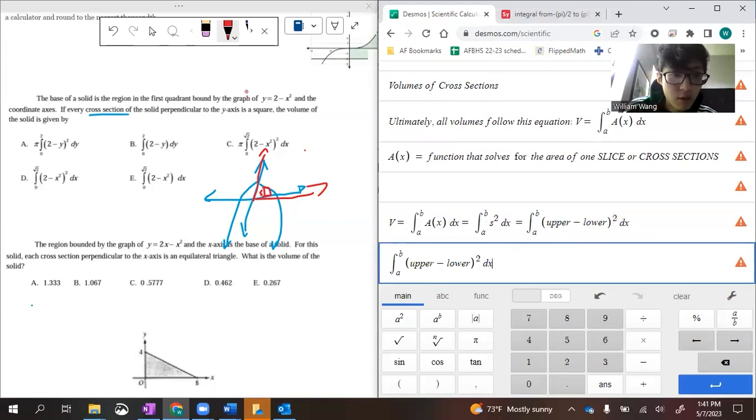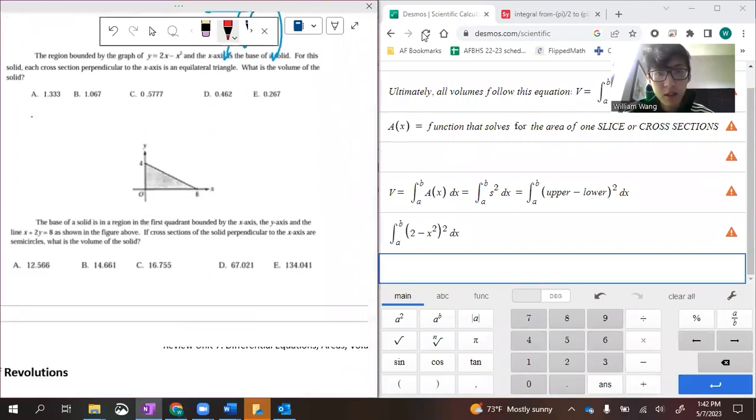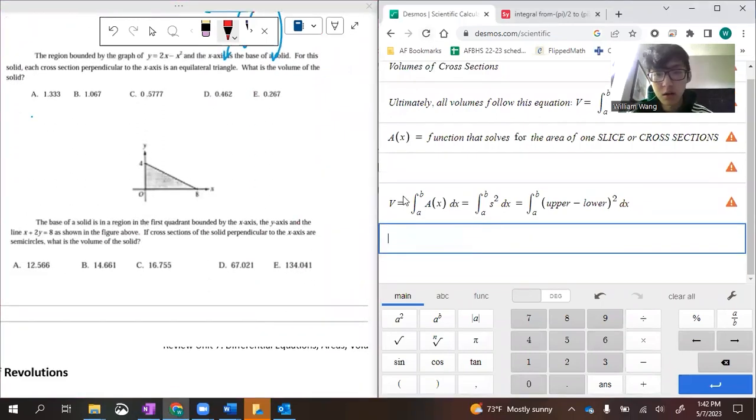What is my upper function? Well, my upper function in this case is 2 minus x squared. The lower function is actually just 0 because it's bounded by the first quadrant. So it's 2 minus x squared, squared. Based on this, my answer choice should be D. Okay, let's go on to the next question.